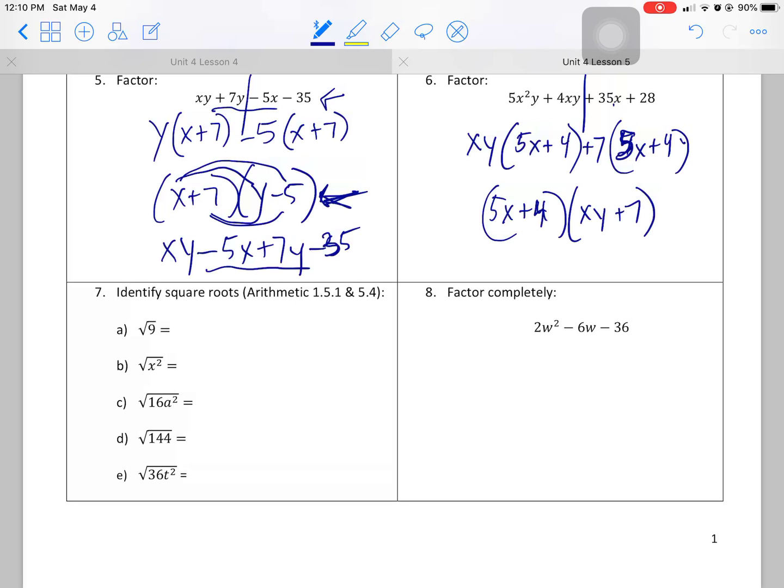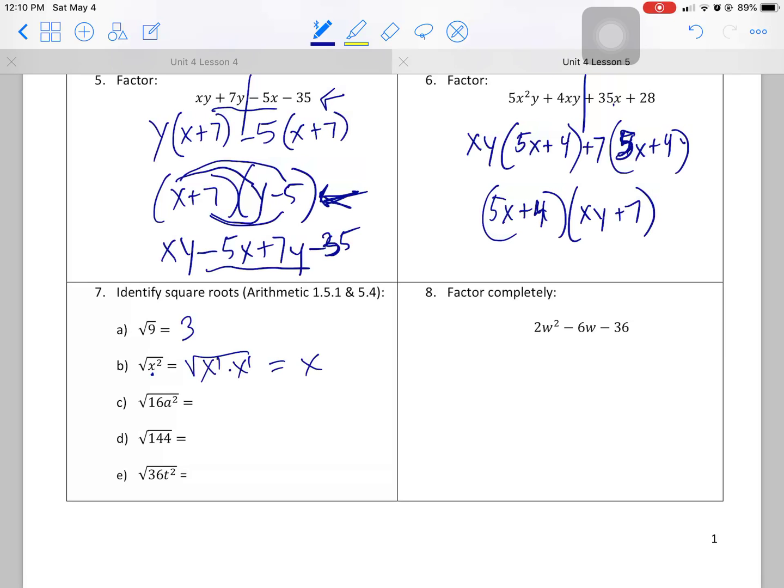A little brush up on our square roots. The square root of 9 is 3. Find the square root button on your calculator. You can do that one on your calculator, but this one you can't. This is the same thing as x to the 1 times x to the 1, right? So when you root that out, that's going to be an x, or an x to the 1 is the square root of x, okay?